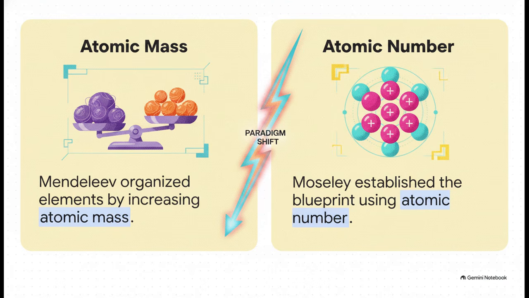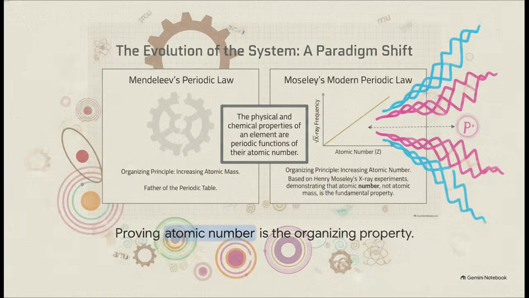A massive paradigm shift occurred in the modern era when Henry Moseley came along. We finally realized that atomic mass wasn't the ultimate key to the universe's blueprint. Atomic number was. Moseley conducted these incredible X-ray frequency experiments and plotted out the data. He definitively proved a perfectly linear relationship between the square root of X-ray frequency and the atomic number. This mathematically proved that atomic number, the exact number of protons in the nucleus, is the fundamental physical property we absolutely have to use to organize the elements.